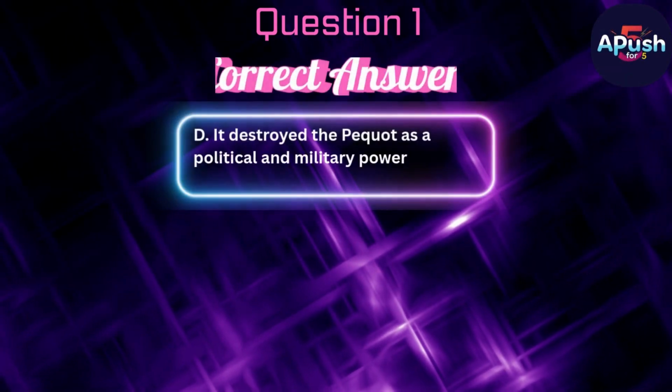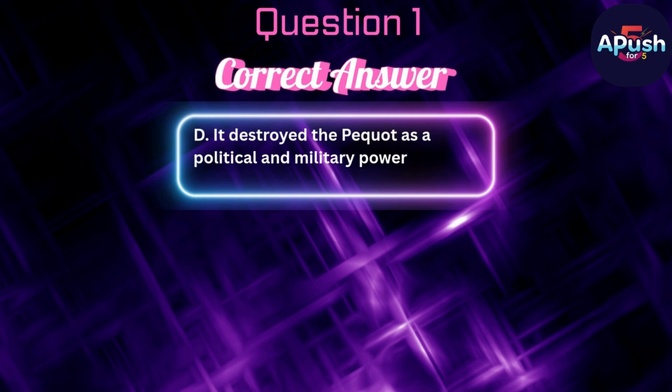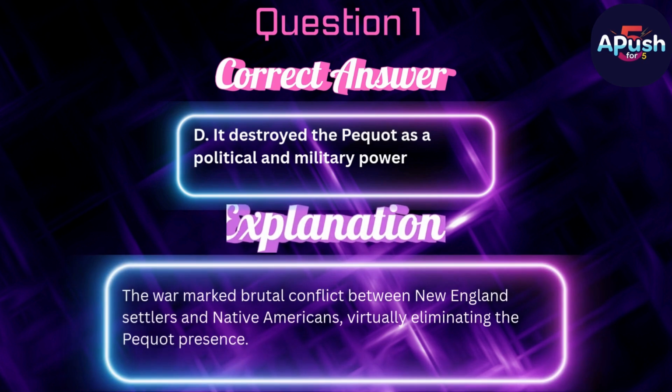The correct answer is D. It destroyed the Pequot as a political and military power. The war marked brutal conflict between New England settlers and Native Americans, virtually eliminating the Pequot presence.